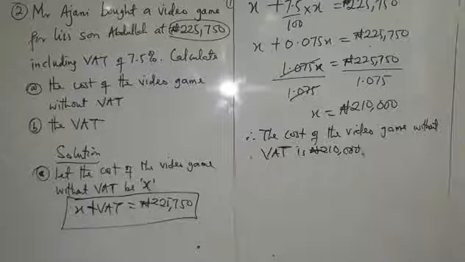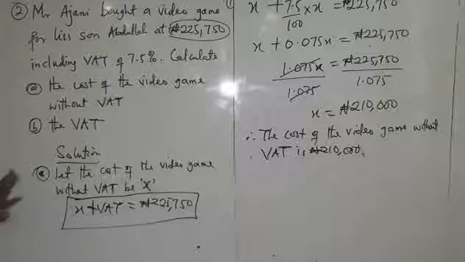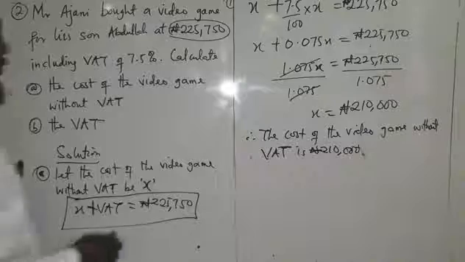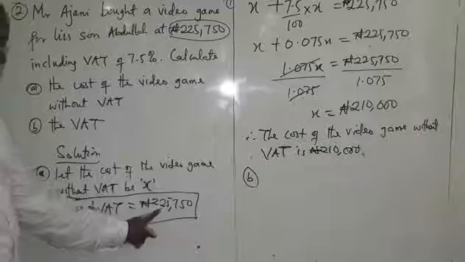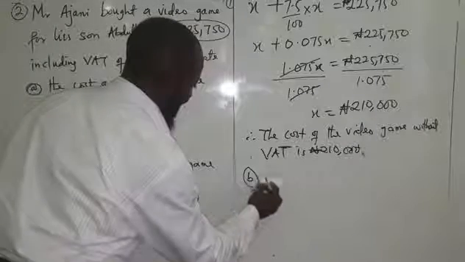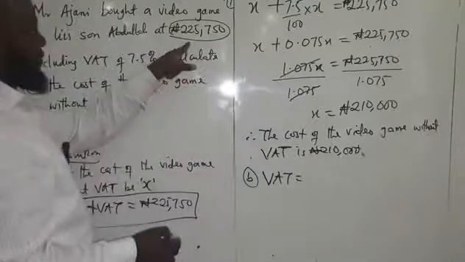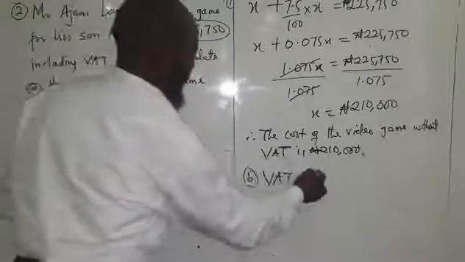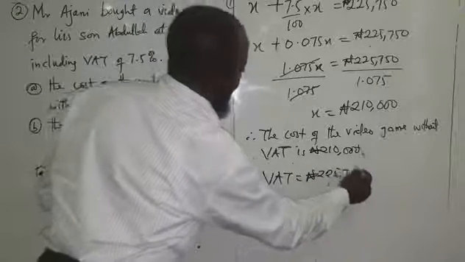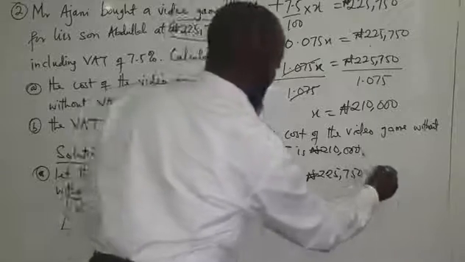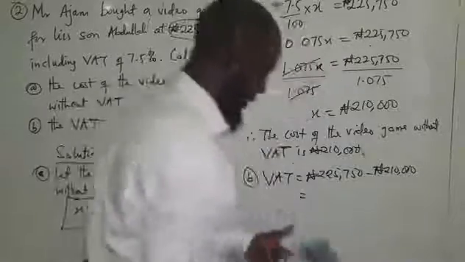So that is that. Hope this is very clear. It's just interpretation that matters a lot. Then B asks us to find the VAT. Having known the cost without the VAT, and the cost with the VAT is this one, the VAT will be the cost with the VAT minus this. So that will be 225,750 minus 210,000. That's the first method.